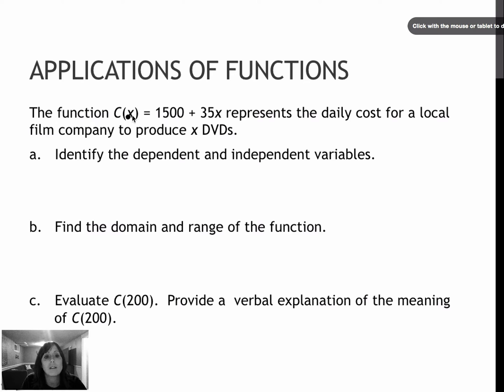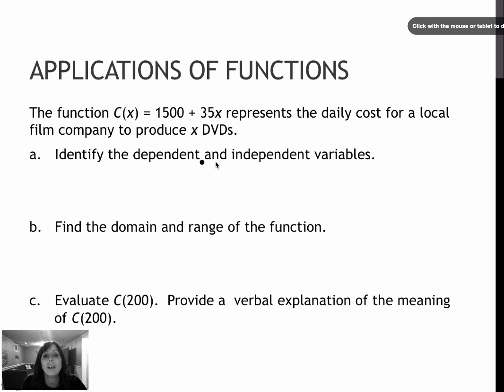So we've got a cost function here. C of x means the cost based on the x value. So the cost is $1,500 plus 35x. So this is the function that they gave us, which represents the daily cost for a local film company to produce X DVDs. So it's a daily cost for X DVDs.